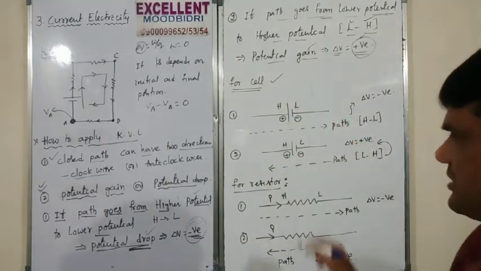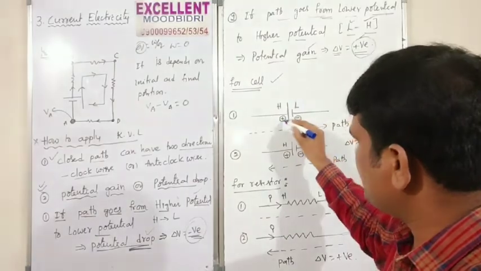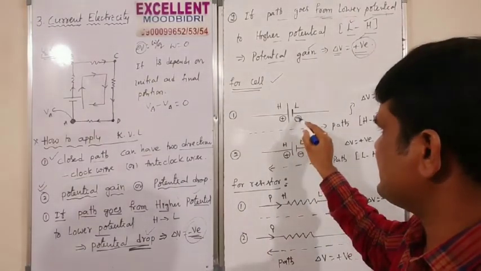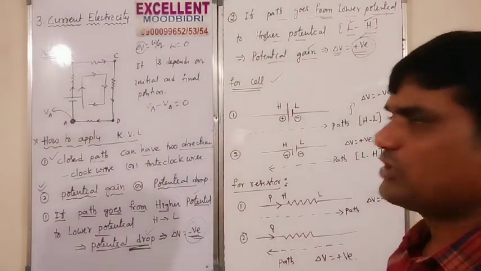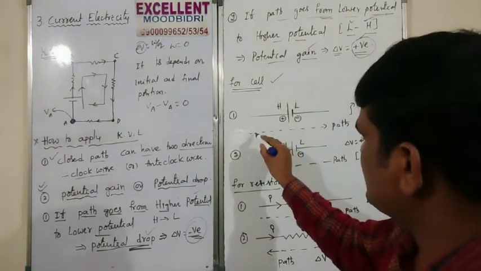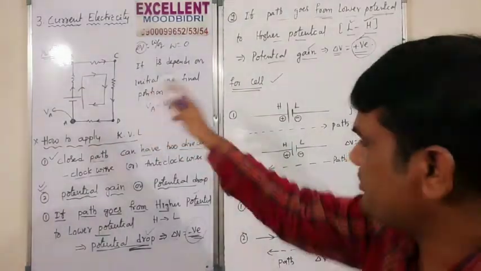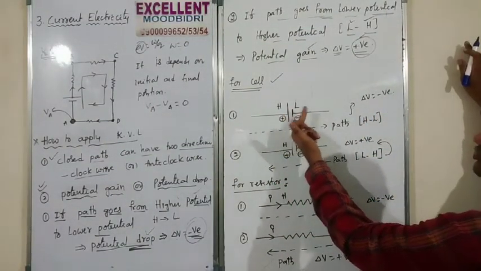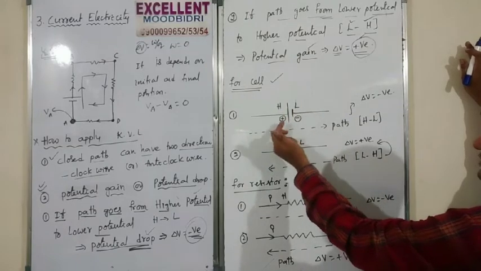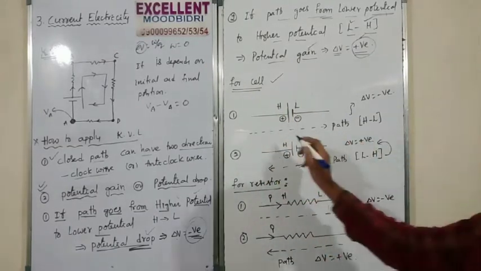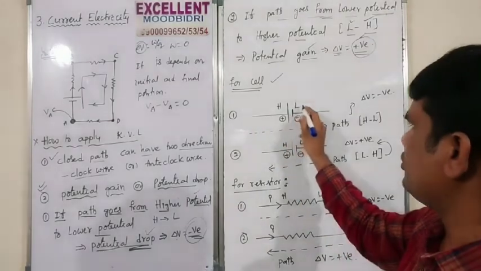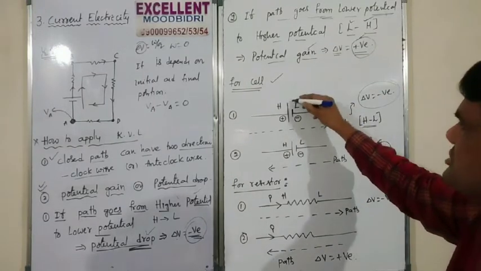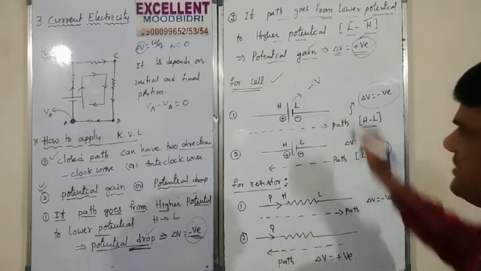So how can we apply this for a cell? Once you observe the cell, the positive terminal means higher potential, the negative terminal means lower potential. This is the positive, this is the negative, this is the higher potential, this is the lower potential. Now my selecting path, my closed path, goes in this direction, which is from higher to lower. The current flows, and my path is moving from higher to lower. In that case, I will consider this potential negative.